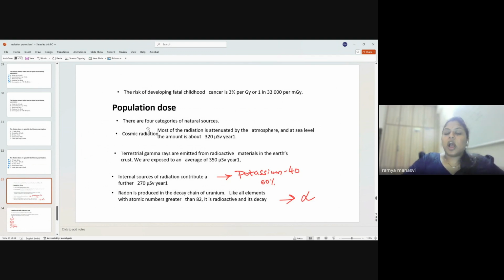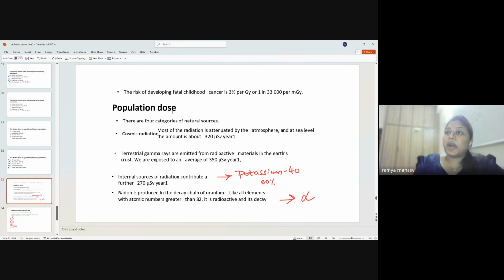So how are we going to categorize the dose? From where are we getting this radiation? There are 4 natural categories from which we are getting the radiation. One is the cosmic radiation, that is from the space and from the atmosphere. At sea level, it is almost 320 microsieverts per year. And there is terrestrial exposure, that is gamma rays emitted from radioactive materials in the Earth's crust, and that is 350 microsieverts per year.